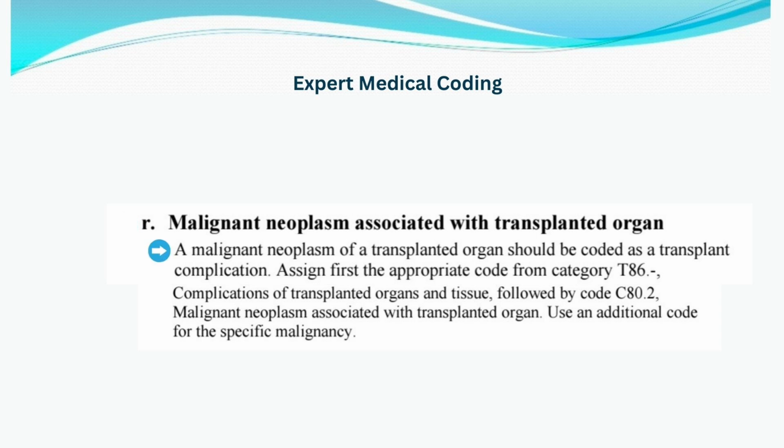A malignant neoplasm of a transplanted organ should be coded as a transplant complication. Assign first the appropriate code from category T86, complications of transplanted organ and tissue, followed by code C80.2, malignant neoplasm associated with transplanted organ, and use an additional code for the specific malignancy. Let's understand this guideline in more detail.